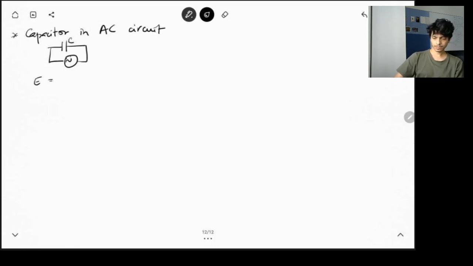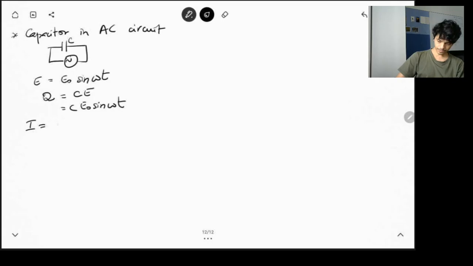So E is E0 sine omega t. And for a capacitor, we know that the charge across it is given by C times E, or C times E0 sine omega t. Now I want to find what the current is, so I need to differentiate this with respect to time. So I get C E0 omega, and the derivative of sine is cosine.